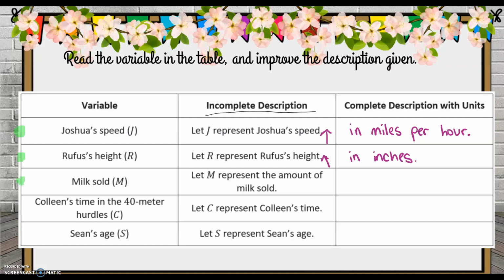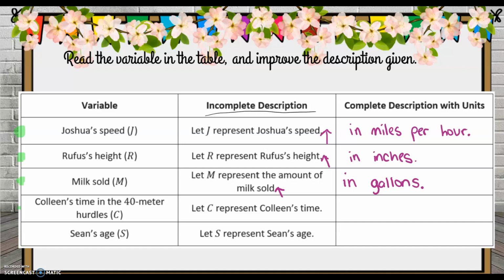The third row says milk sold M. So let M represent the amount of milk sold. I'm going to go ahead and add at the end again. The amount of milk sold in gallons. That makes a lot of sense. We see milk often sold in gallons at the grocery store.